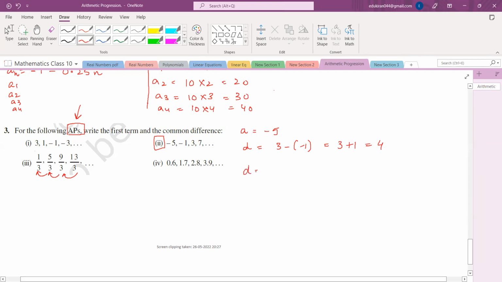Or you can write it properly, like D is equal to second term minus first term, like that. If you want to stick only to the second and the first term, you can do that also. So there also you will get this. So minus 1 minus of minus 5, which is again 5 minus 1, 4.